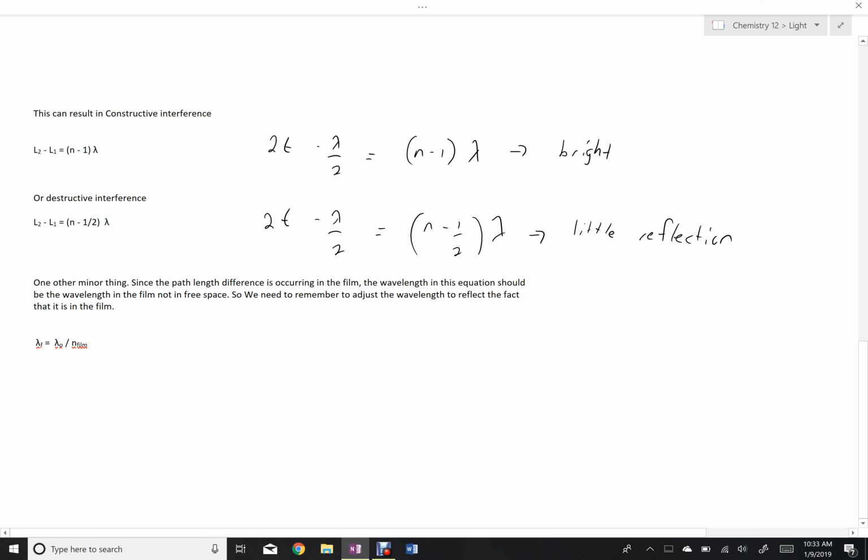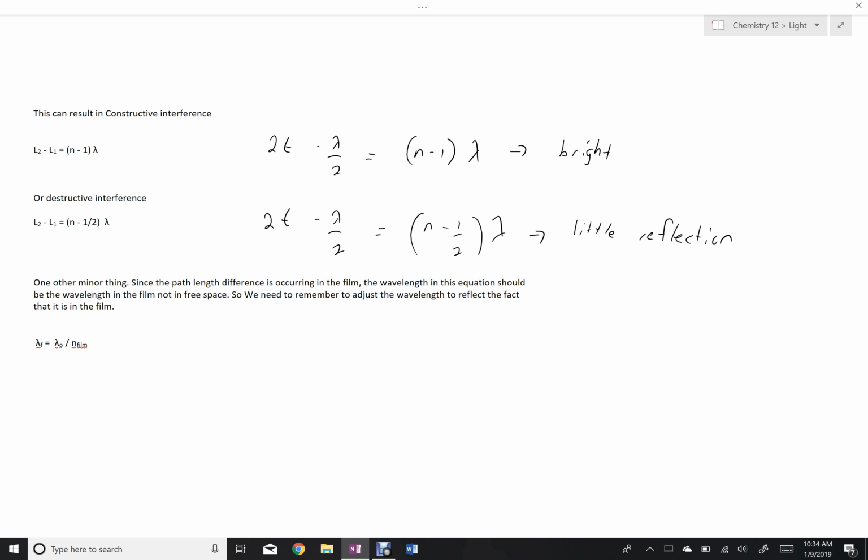And this makes sense, because depending on what we're doing with this film, if we're creating it ourselves, we might want the reflection to be very high or very low. For example, if we want to put a coating on a mirror to help it reflect more light so that it's a more efficient mirror, we would try to make it a constructive interference situation. Or if we wanted to put a coating on some glass so we got very little reflection, for example on a pair of glasses that we would wear for our vision, so that we can see the person's face behind the glasses, we would use a destructive interference situation with very little reflection, or what we would call an anti-reflection coating.